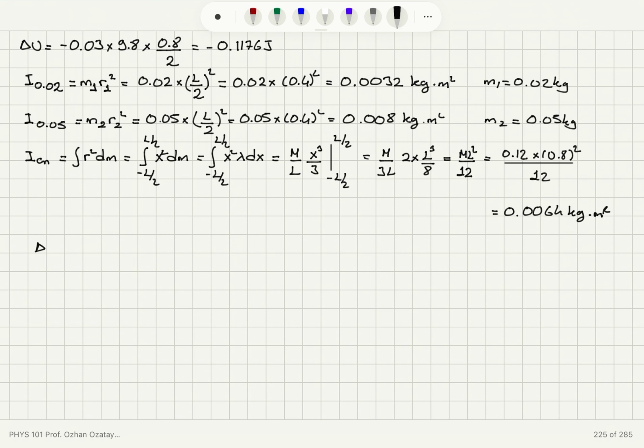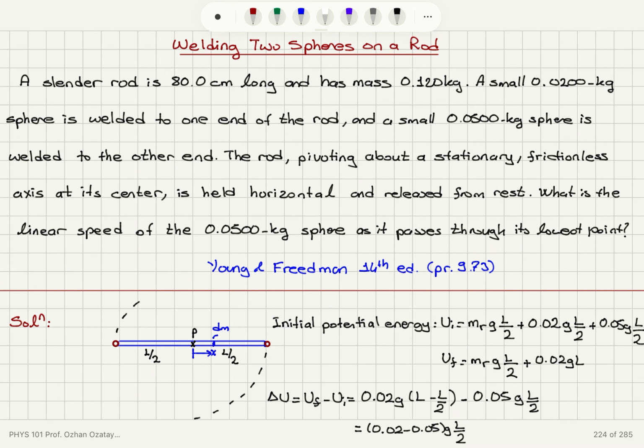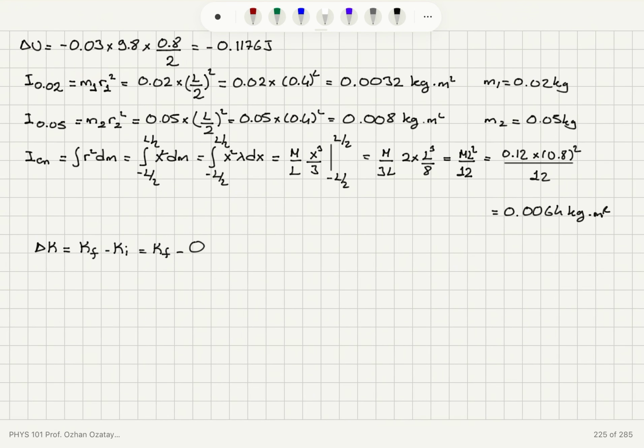Now, if we calculate the change in kinetic energy of the system, that will be final kinetic energy minus initial kinetic energy. The initial kinetic energy was 0 because it was initially at rest, released from rest. So we have the final kinetic energy, which will be purely rotational kinetic energy. That will be 1/2 I omega squared, where I is the total moment of inertia, the contribution from the 0.02 kilogram sphere, from the 0.05 kilogram sphere, and the center of mass moment of inertia of the rod, times omega squared.